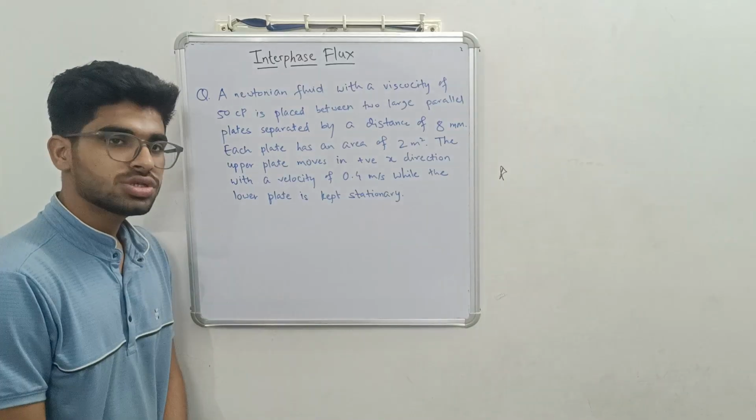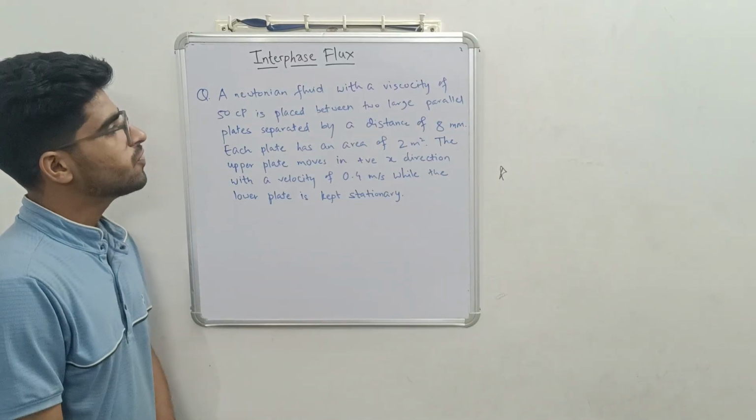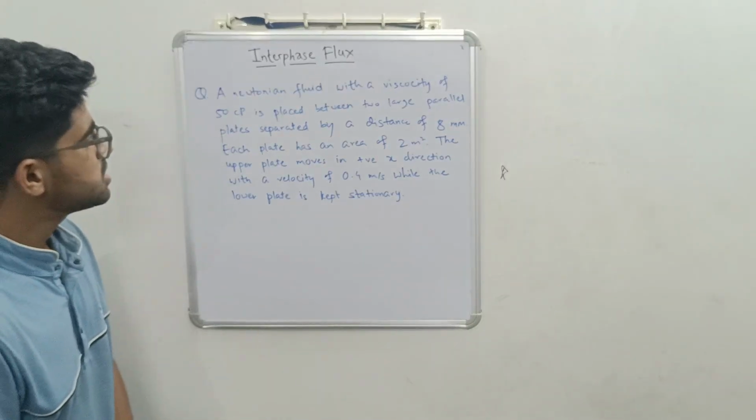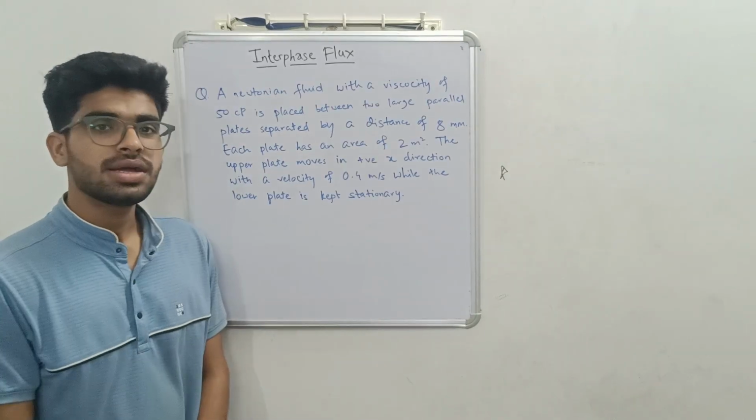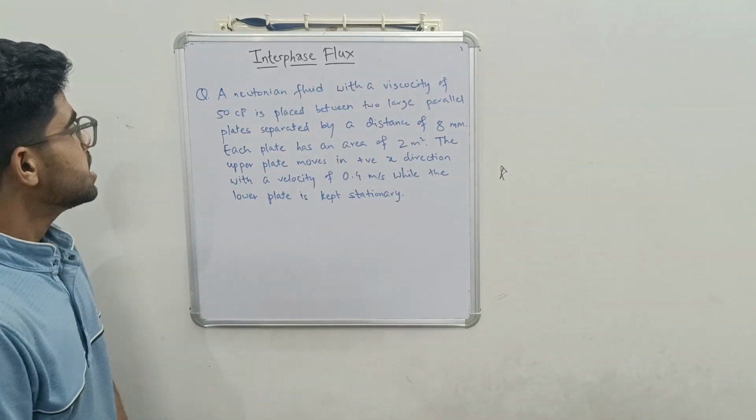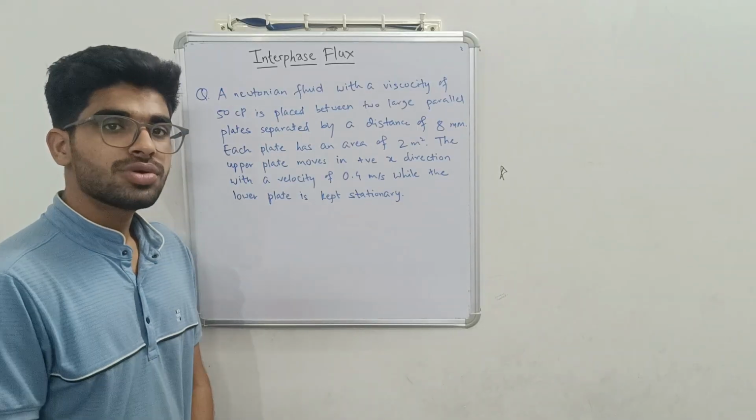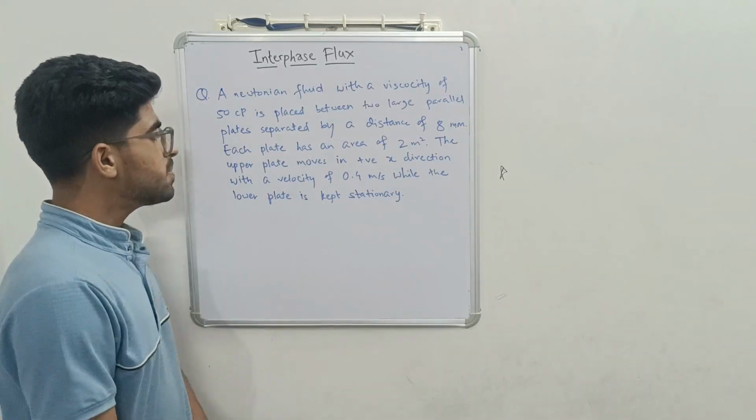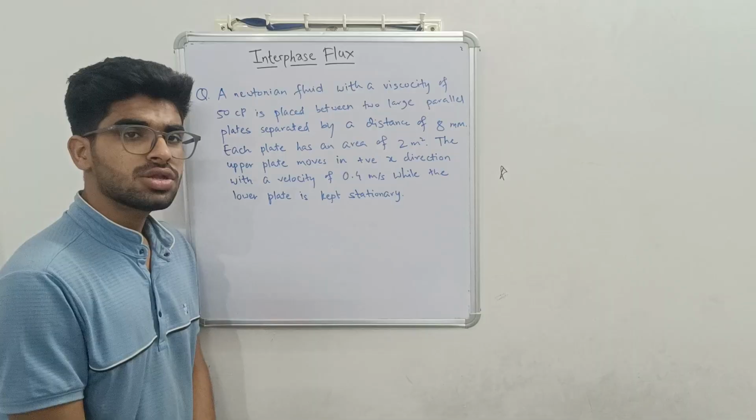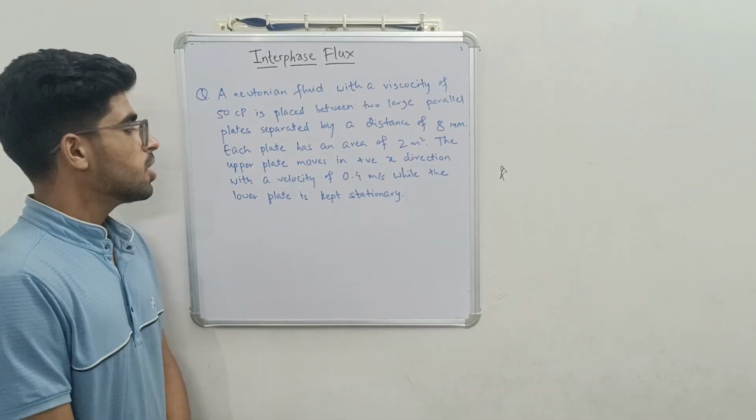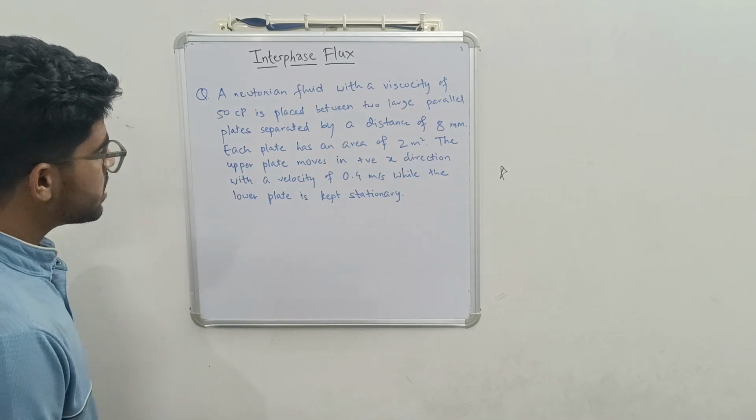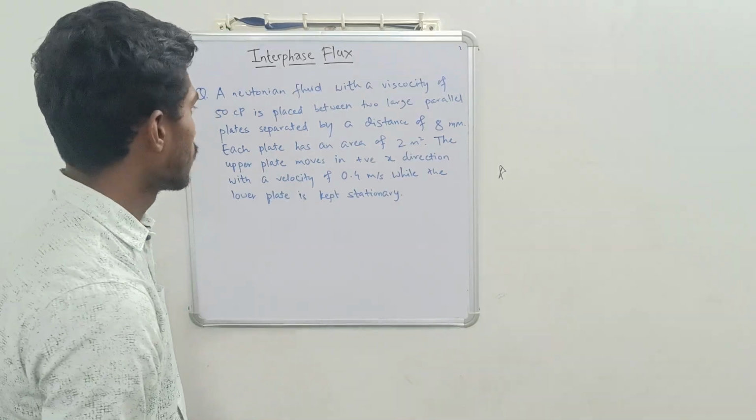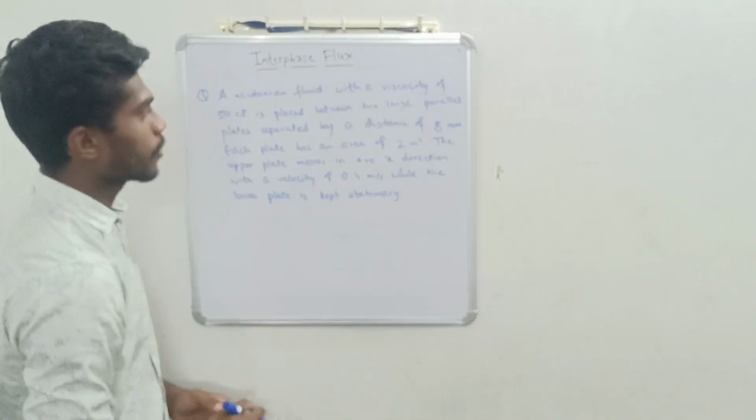So the first question is: a Newtonian fluid with a viscosity of 50 centipoise is placed between two large parallel plates separated by a distance of 8 mm. Each plate has an area of 2 meters square. The upper plate moves in positive x direction with a velocity of 0.4 meter per second, while the lower plate is kept stationary. So in this question, we are given two parallel plates.